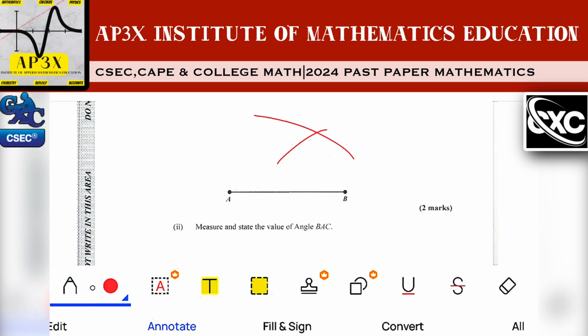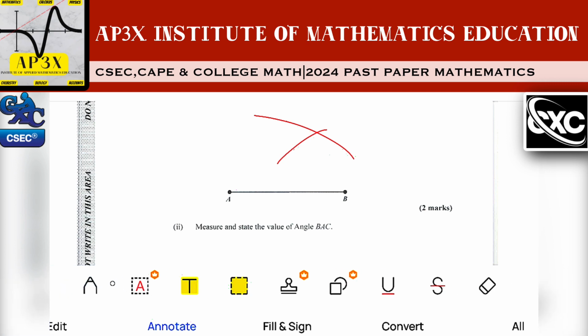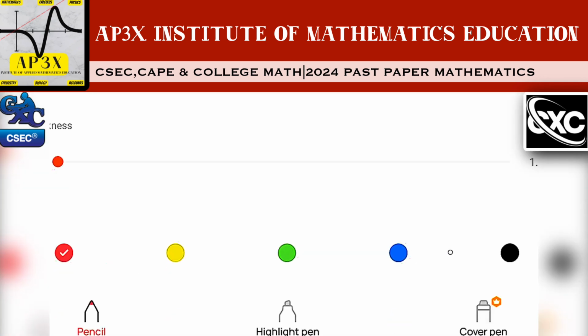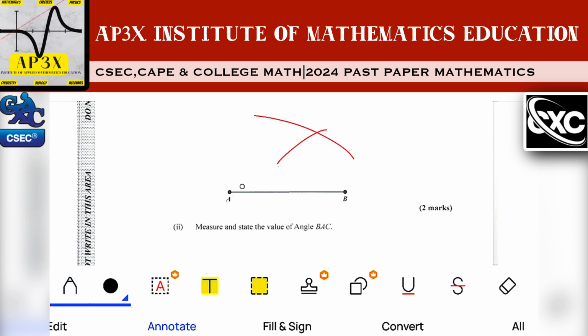Then you're going to take your ruler and draw a line from A all the way to the point of intersection, and then from B connect your ruler from here to here. Of course, your diagram may not look like this because I did not use any digital tool, I just made an estimation.